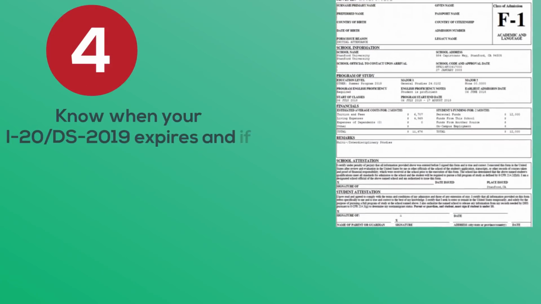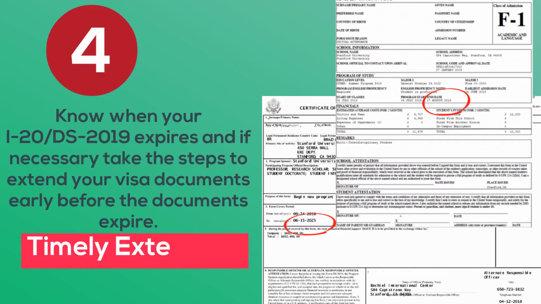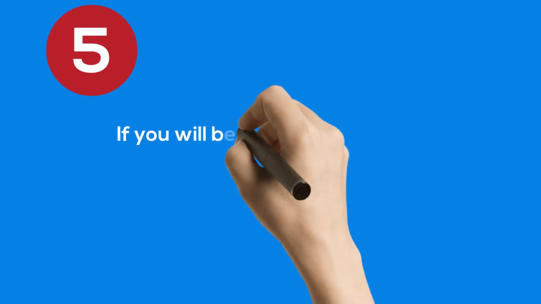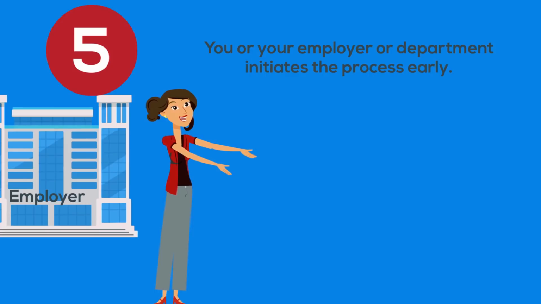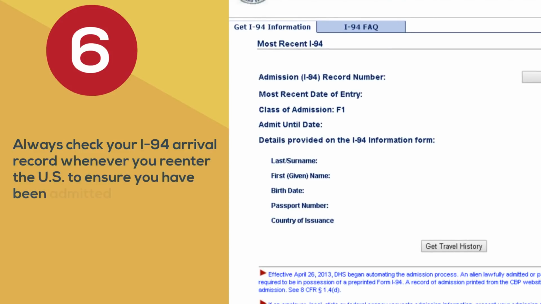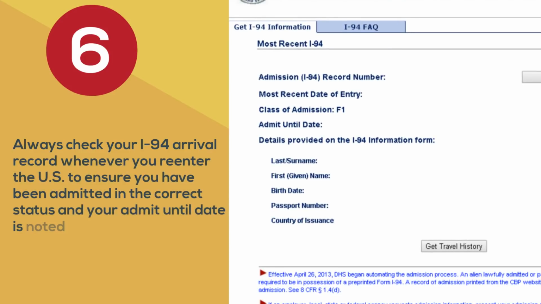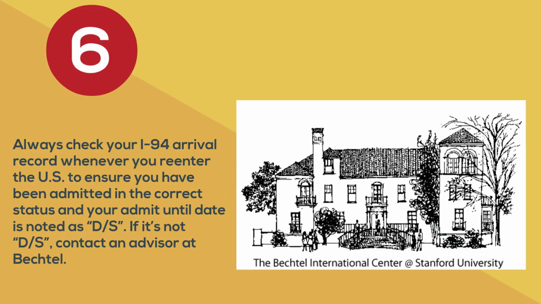Know when your I-20 or DS 2019 expires and, if necessary, take the steps needed to extend your visa documents early before the documents expire. If you will be changing your visa status to a different status, make sure that you, your employer, or your department initiates the process early. Always check your I-94 arrival record whenever you re-enter the U.S. to ensure you have been admitted in the correct status and that your admit until date is noted as D/S. If it's not D/S, contact an advisor at Bechtel.